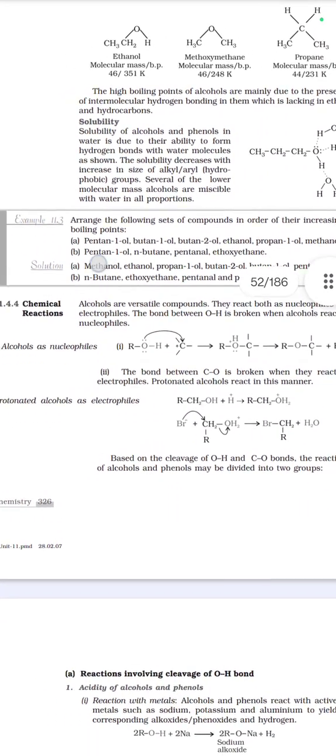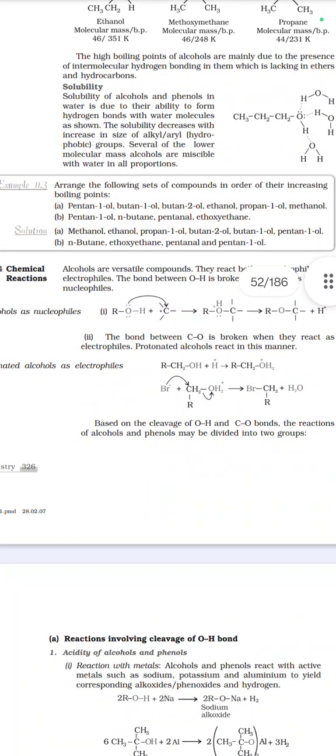Solubility. Solubility of alcohols and phenols in water is due to their ability to form hydrogen bonds with the water molecule as shown. The solubility decreases with the increase in the size of the aryl or alkyl hydrophobic group. Several of the lower molecular mass alcohols are miscible with water in all proportions.